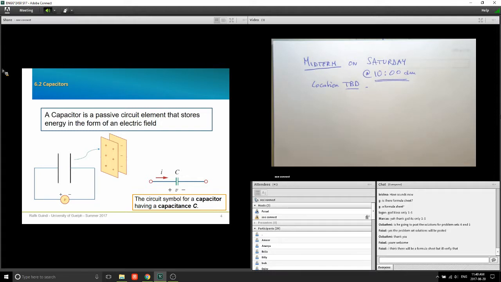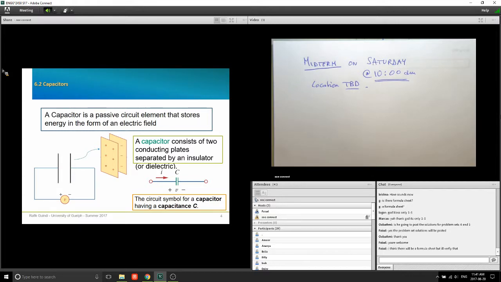Now, a capacitor is built physically with two parallel plates of conducting material, usually a metal, but it could be anything that is conducting. You see these two parallel plates in this pale yellowish color. They are separated by an insulator, or sometimes we call it a dielectric, okay?